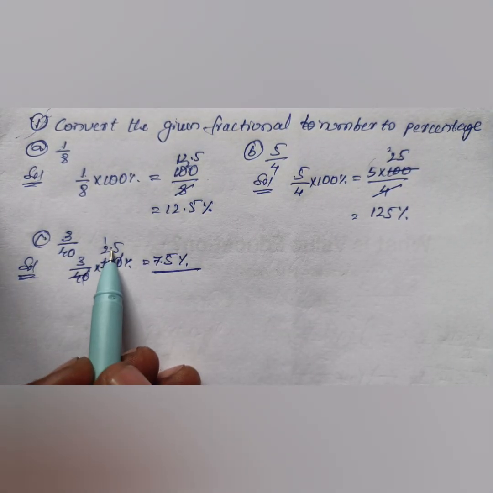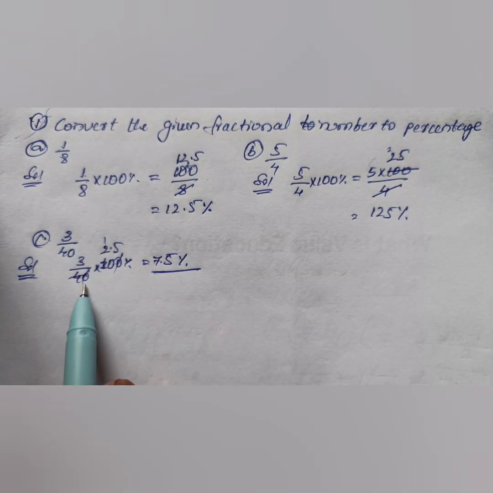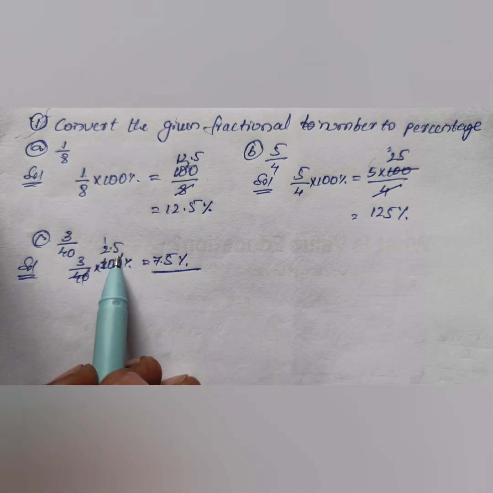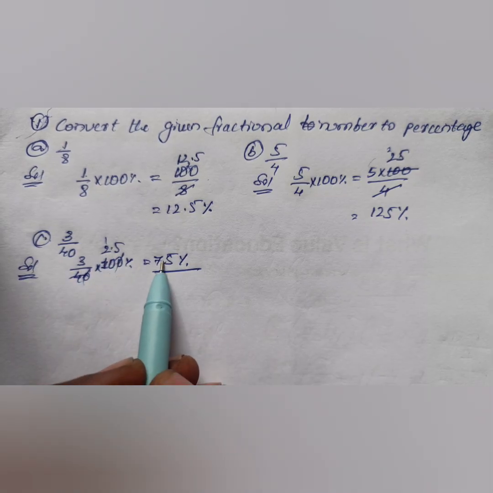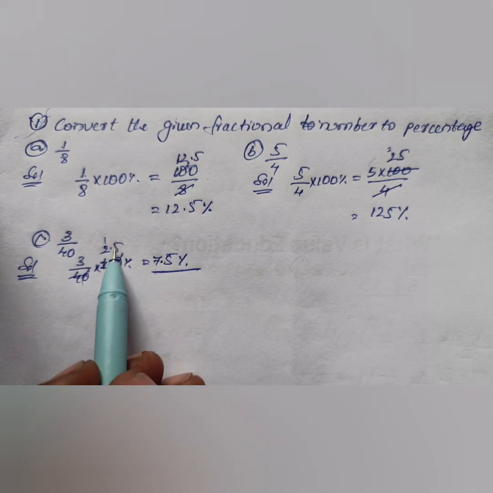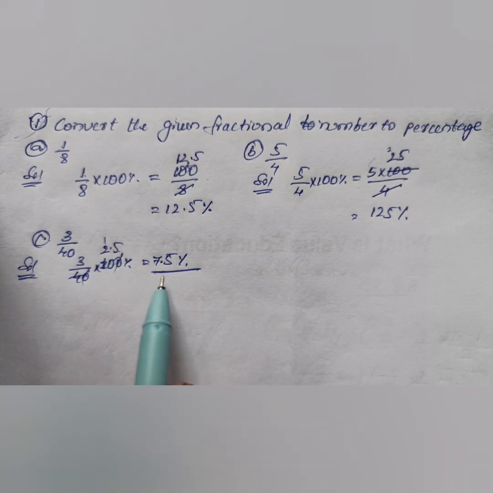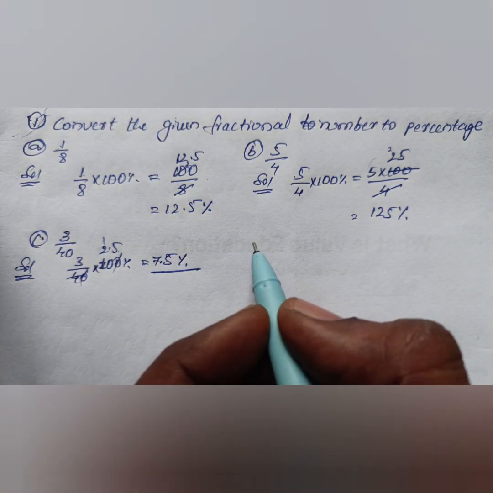So here, when we divide 10 by 4, we get 2.5. And when we multiply 2.5 into 3, we get 7.5. We get 75, so after one digit there is a point. So after one digit we put a point. Therefore it is 7.5 percentage.